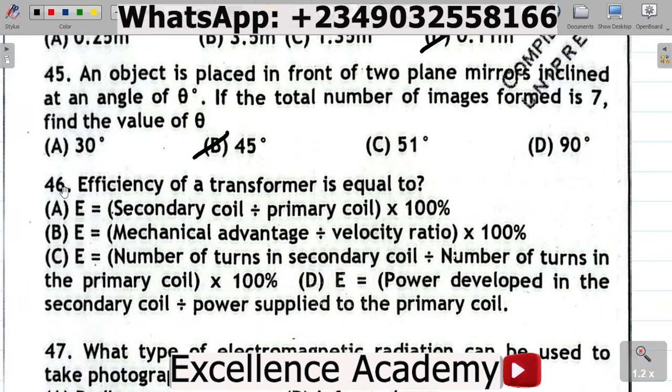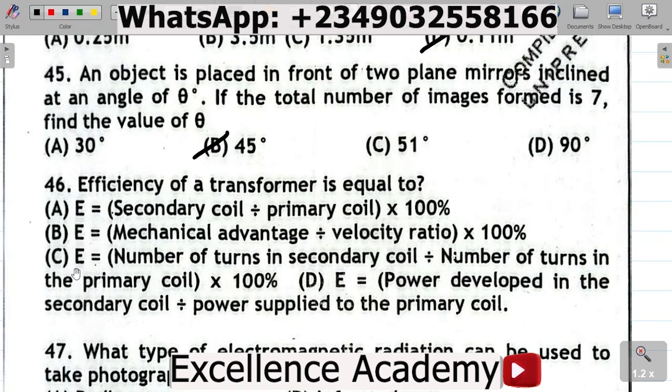Okay, question 46 says efficiency of a transformer is equal to: A, efficiency E is equal to secondary coil divided by primary coil times 100%. B, efficiency is equal to mechanical advantage all over velocity ratio times 100%. Now, this would have been true, but this is not for a transformer.